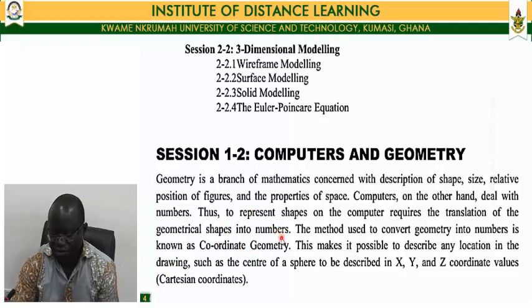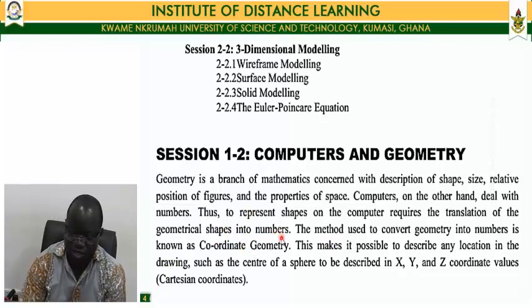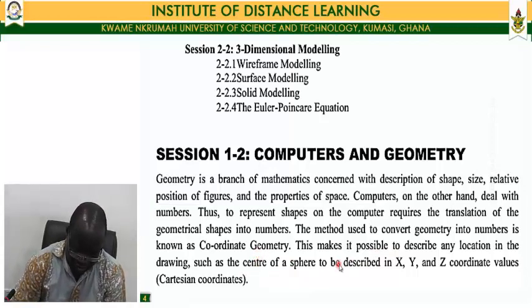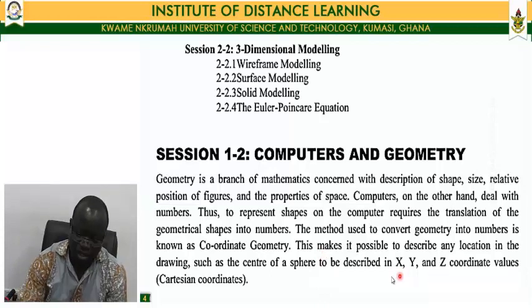Now, it makes it possible to describe the location of a drawing, such as the center of a sphere, where we can describe it by point coordinates x, y, and then z, Cartesian values. So, this is what the computer understands, numbers. So, the method that is involved in the use of these numbers to actually convert a geometry is called coordinate geometry.